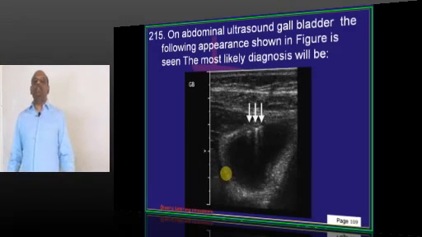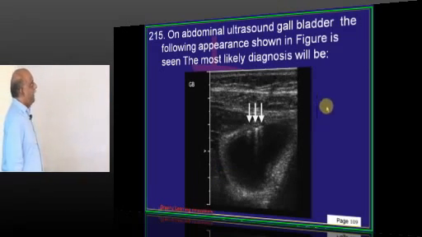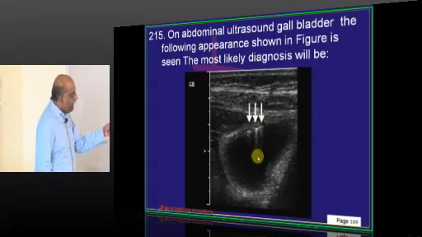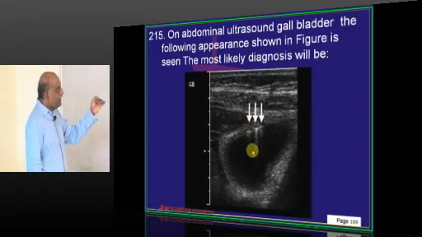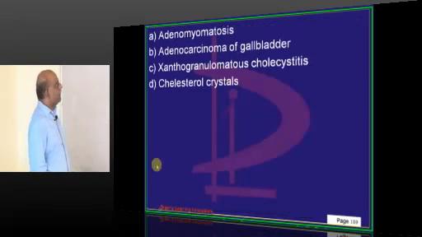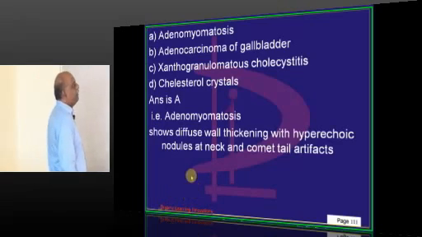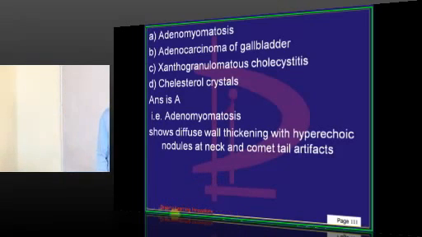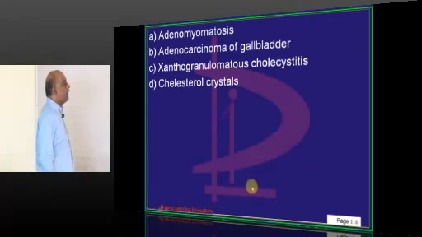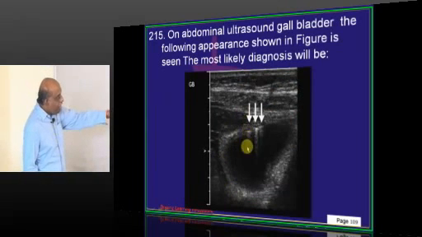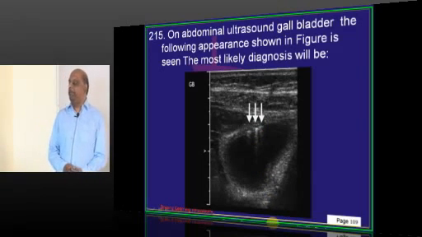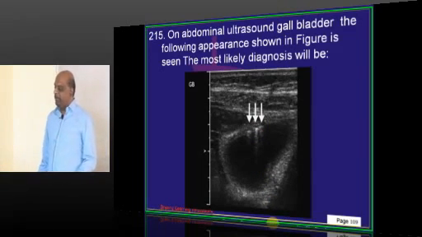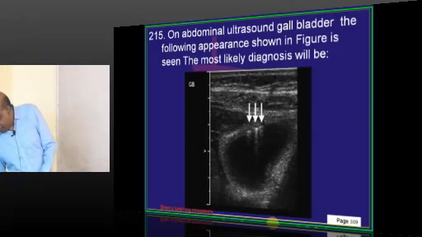Now you have done the ultrasound of the gallbladder, and typically you are finding lesions attached to the wall which are throwing shadows, right? So this is a classical feature of adenomyomatosis, where there is a diffuse wall thickening with hyperechoic nodules, and this is called comet tail appearance. Very classical feature. Comet tail appearance is a name given for it, which you should basically remember.